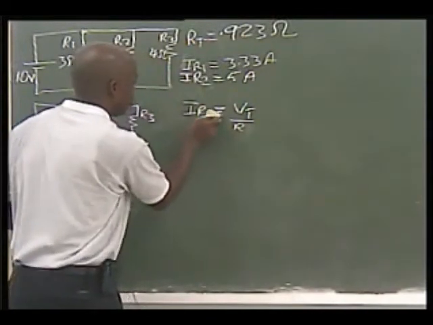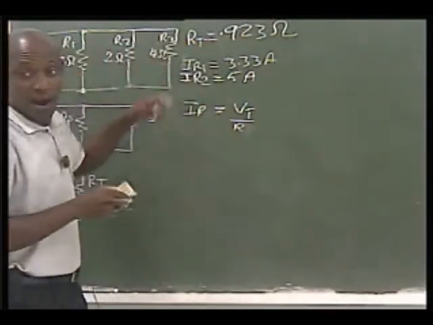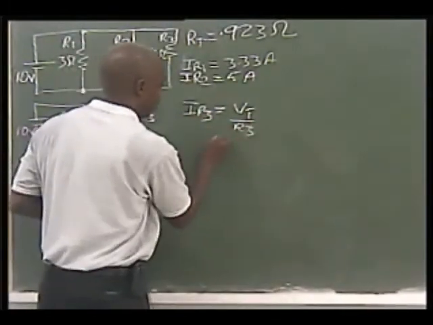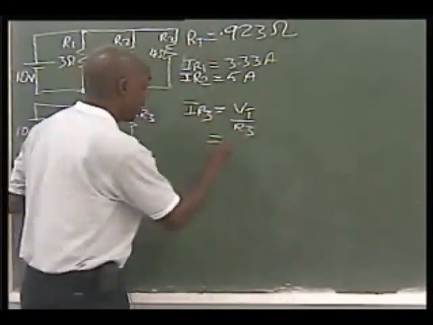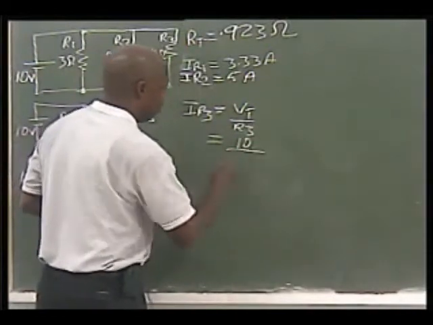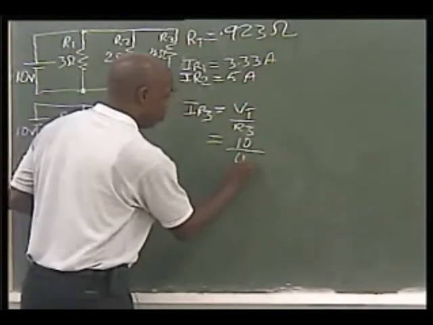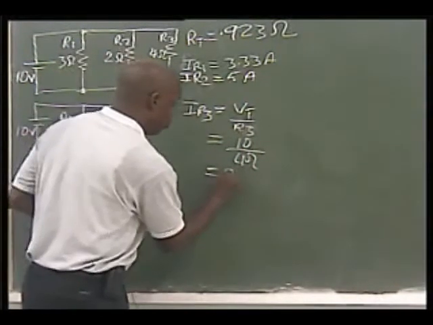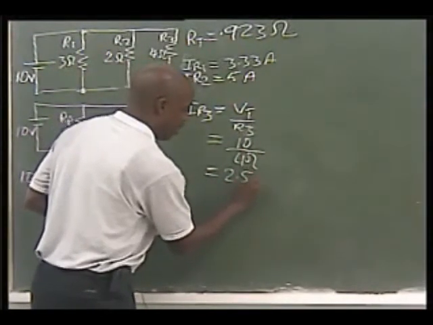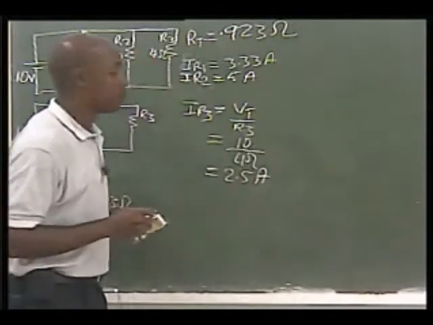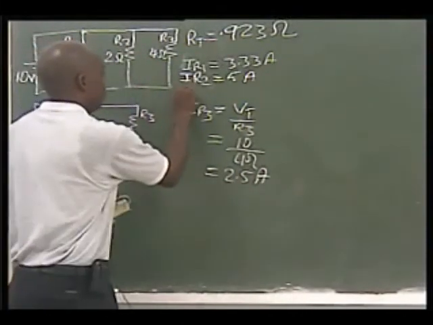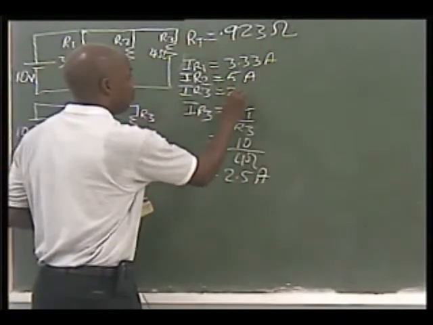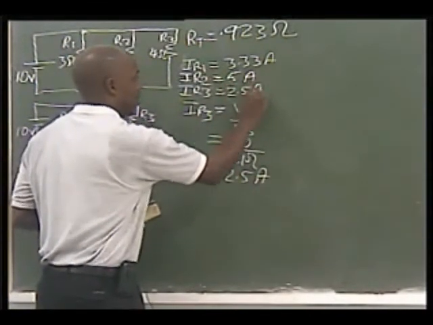Find out how much current is flowing through R3. So IR3 is going to equal Vt, which is 10 volts, over R3, which is 4 ohms. And if you put that in your calculator, you're going to get 2.5 amps. Okay? So let me just quickly record this. IR3 is equal to 2.5 amps.